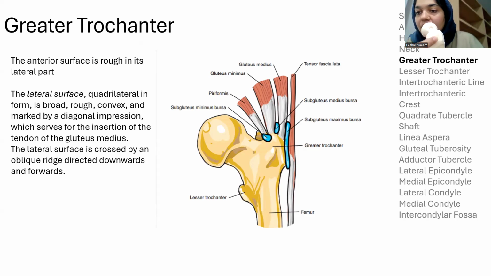Can you appreciate this diagonal impression here? It serves as the insertion for the tendon of the gluteus medius. So the gluteus medius is coming to the greater trochanter's lateral surface, and the gluteus medius is supplied by the superior gluteal nerve. The lateral surface is crossed by an oblique ridge directed downwards and forwards. This oblique ridge I was talking about is directed downwards and forwards.